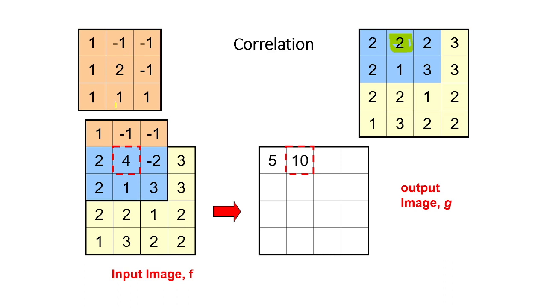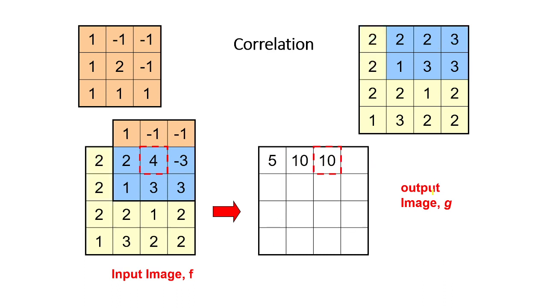1 into 2 is 2, 2 into 2 is 4, minus 1 into 2 is minus 2, 1 into 2 is 2, 1 into 1 is 1, 1 into 3 is 3. Now summing up all this, what do you get? 6 minus 2 is 4, 4 plus 2 is 6, 6 plus 1 is 7, 7 plus 3 is 10. So we get 10 as the new value for the corresponding input image 2 at this point. So this is our output matrix.